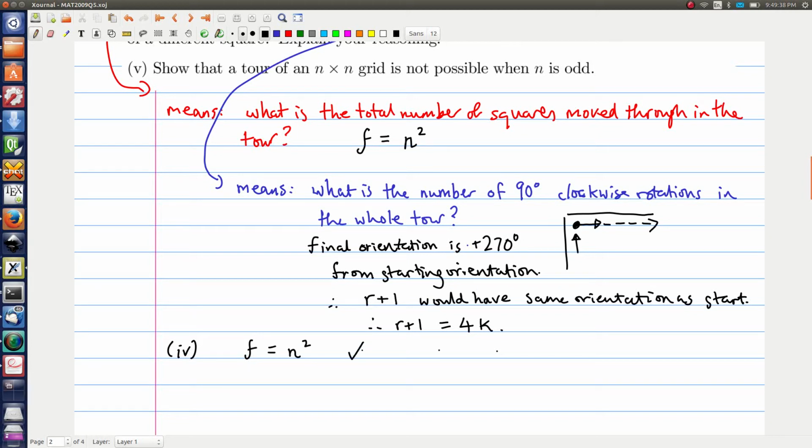I hope you agree that it is, because we still have to move through every square in the tour, and so obviously that's all squares, so that's n squared. So that part hasn't changed at all. But what about this orientation argument? Did this orientation argument that we made here depend on the starting and ending point being in the top left corner? Well, it kind of did, didn't it?